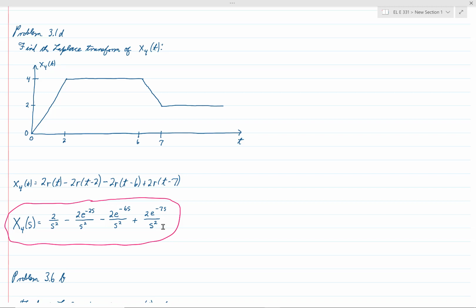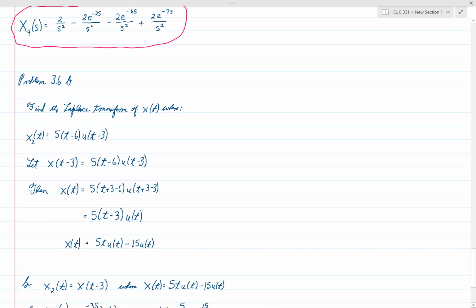So that's how we would do problem 3.1d. And now for one more example.